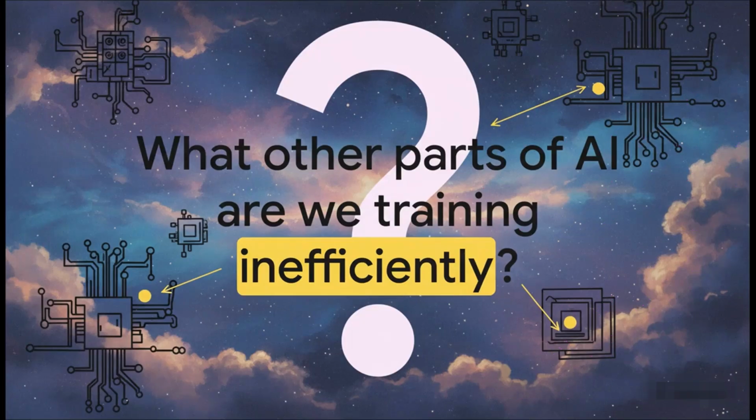And all of this leaves us with a really provocative thought. Maybe the future of AI isn't just this endless race to build bigger, more expensive models. Maybe, just maybe, it's about finding these clever, more efficient ways to train and use the models we already have. And that makes you wonder, what other parts of AI are we training inefficiently, just waiting for another aha moment like this one?